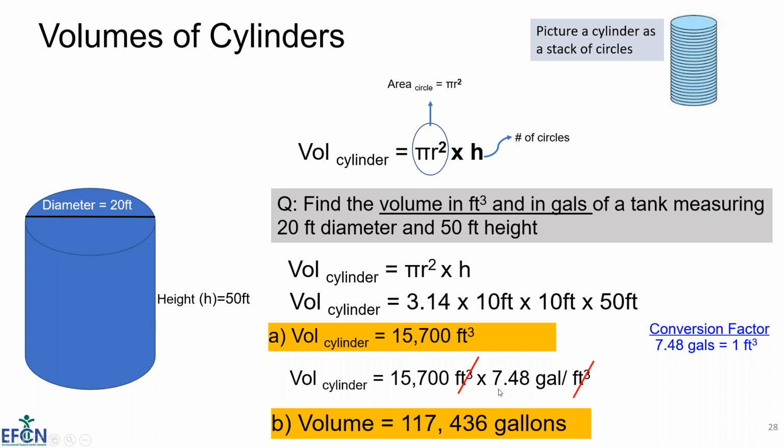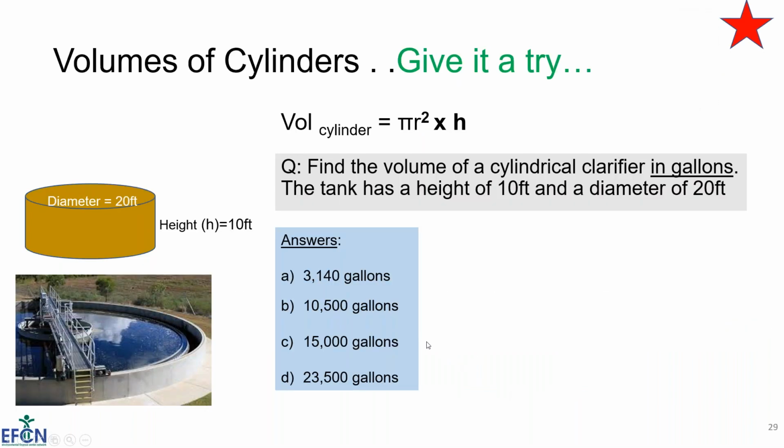So at that point, we have answered our equation completely, and we did finish both in cubic feet and in gallons. So I want you guys to give this a try. I want you to find me the volume of a cylindrical clarifier, and this one, I want you to find in gallons. The tank has a height of 10 feet and a diameter of 20 feet. So go ahead and give this a try and get me the volume of this cylindrical clarifier. And then we will work through it together.